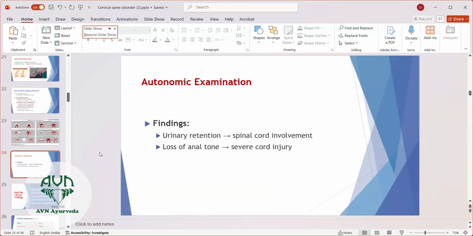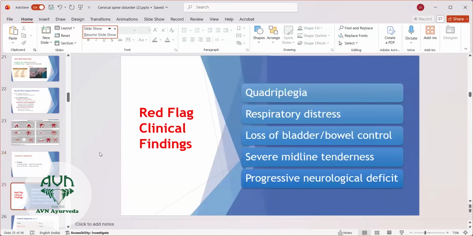Autonomic functions also you have to observe. If there is any urinary retention, maybe spinal cord involvement is there. Also observe the anal tone; in severe cord injury, the anal tone will be loose. The red flag clinical findings of injuries are quadriplegia, respiratory distress, loss of bowel or bladder control, severe midline tenderness, and progressive neurological deficit.